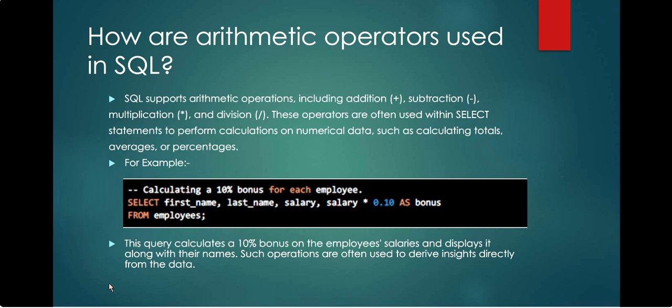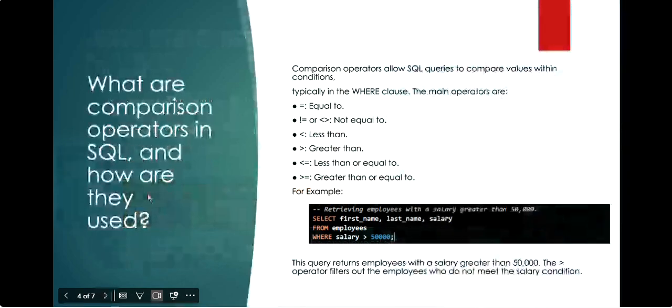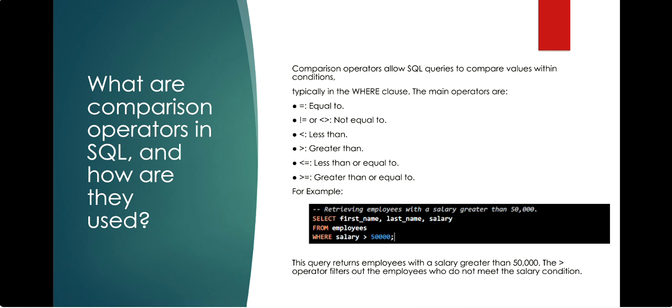Let's now move to comparison operators. So what are comparison operators in SQL and how are they used in our database implementations? So comparison operators are like equal to, not equal to, less than, greater than, less than or equal to, greater than or equal to. This is basically used for WHERE conditions, WHERE clauses. So comparison operators allow SQL queries to compare values within conditions like the WHERE clause. So the main operators are like here.